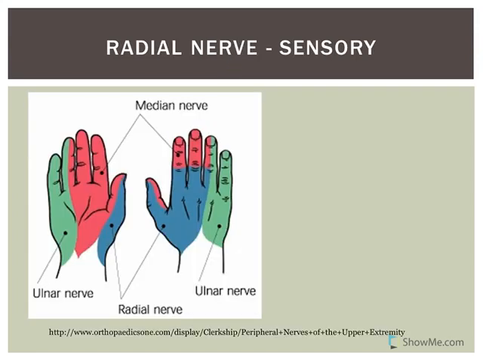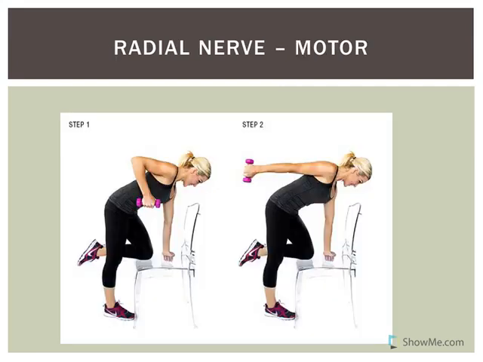Now the radial nerve has cutaneous innervation to what you see here depicted in blue. So it's a lot of the back of the hand, right in here, and the palmar side a little bit in part of your thumb. So the median nerve has a little bit different sensory innervation than either of the other nerves.